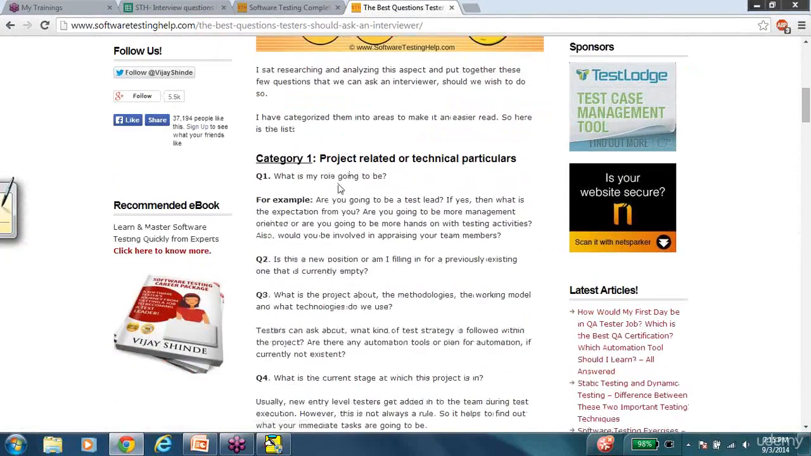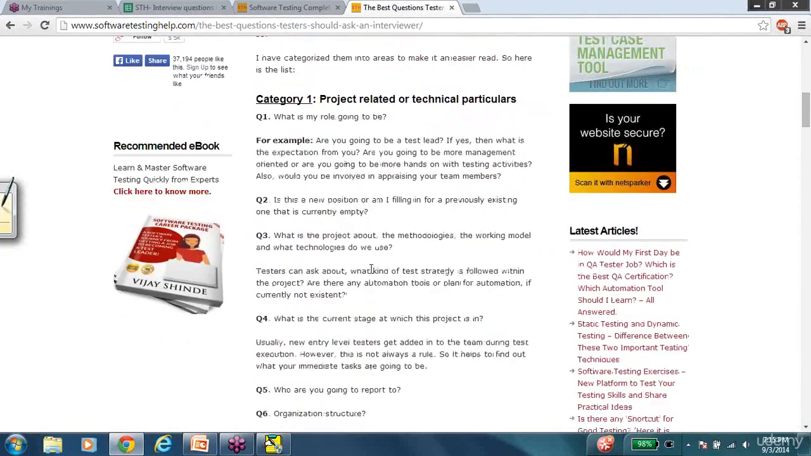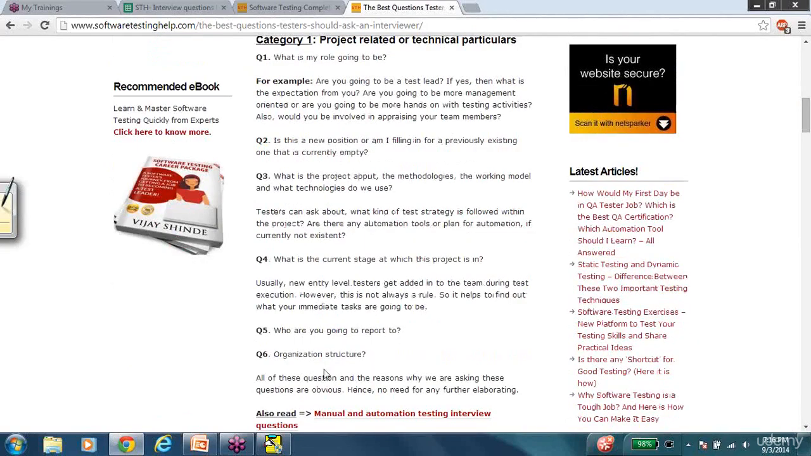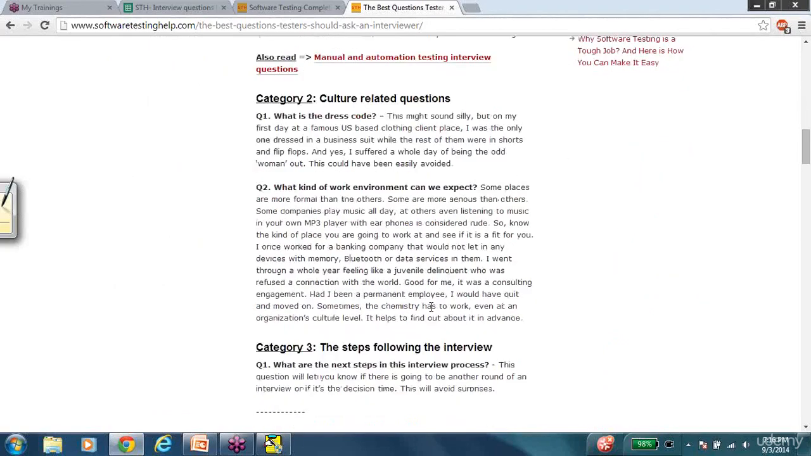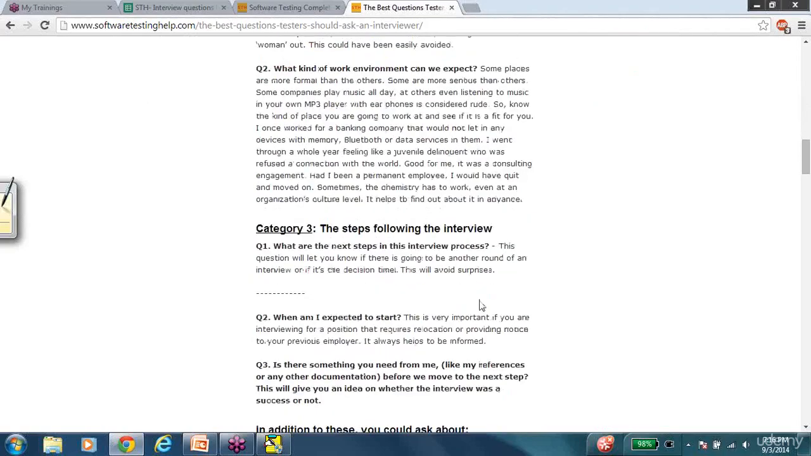So project related questions. Here you can ask, what is my role going to be? Is this a new position? What is the project about? What tools are you using? Who are you going to report to? What is the organization structure and all that? You can ask culture related questions like, what's the dress code? What kind of work environment can you expect? And then you can ask about what the next steps in the interview process are. Here's the link. And when am I expected to start?